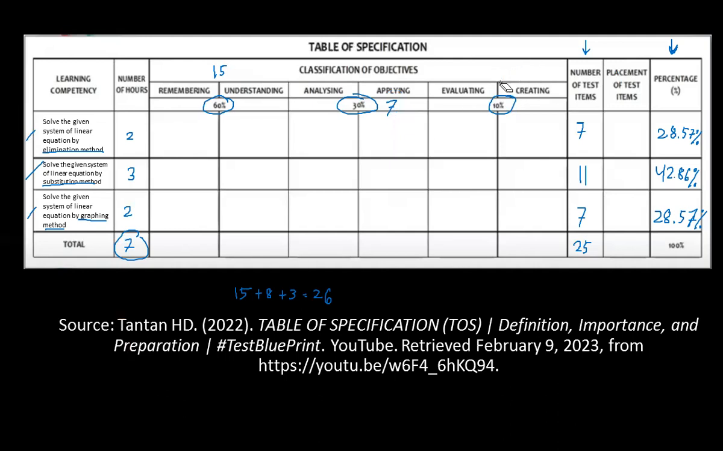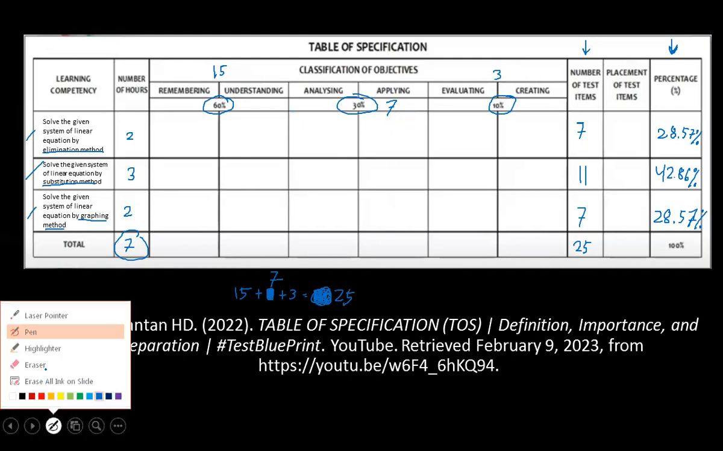What if gawin ko lang siya? Now, let's take a look. So, 15, i-add natin 15 plus 7, tapos plus 3. Yun, 15 plus 7 plus 3 is you have 25 in total. O, di ba? So, sakto. That's good. 25 na in total.